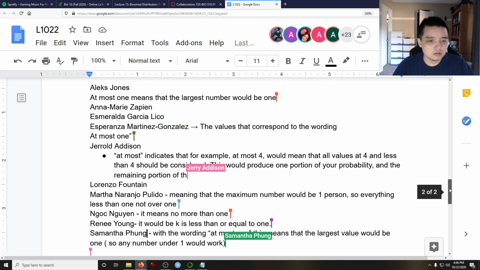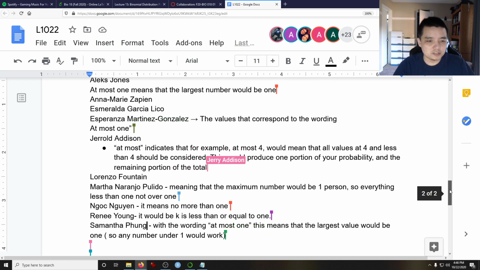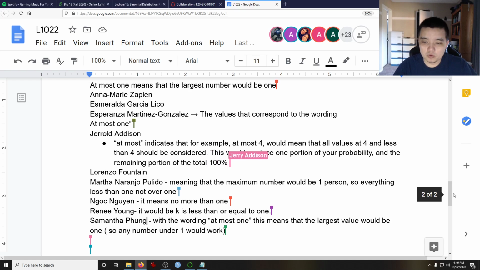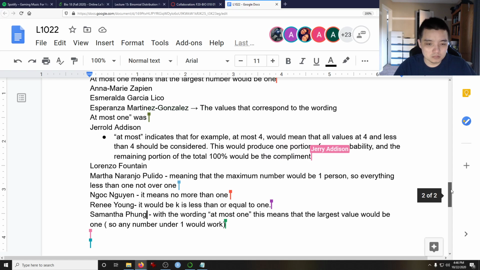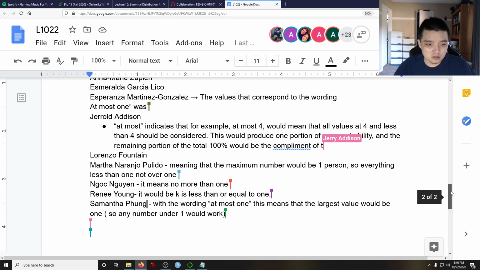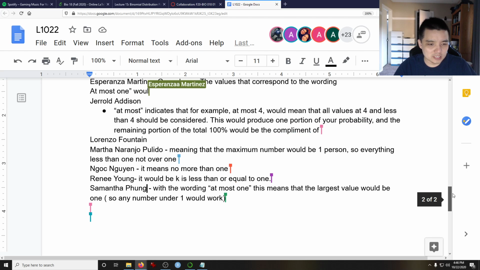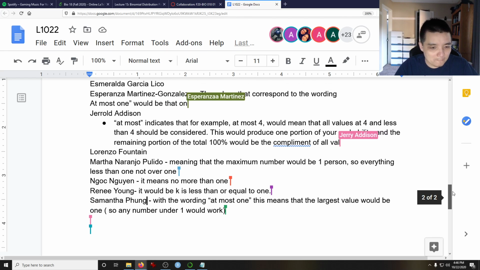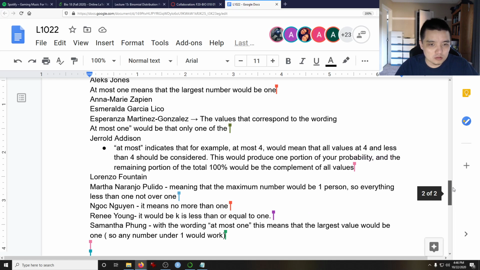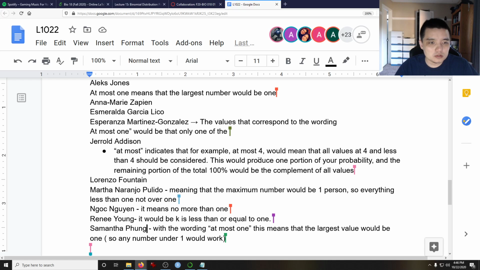All right. We have some good answers here. The maximum number would be one person. It's the opposite of more than one. K would be less than or equal to 1. Renee was actually writing out the correct R code otherwise. Okay. All right. Good job.